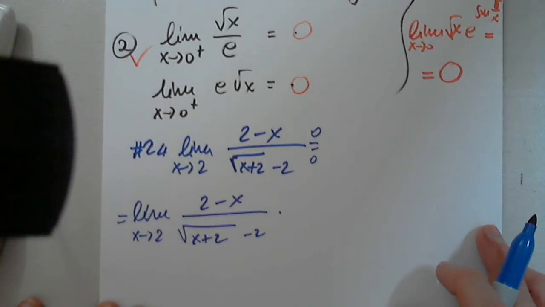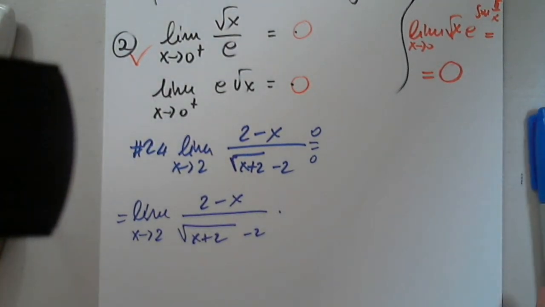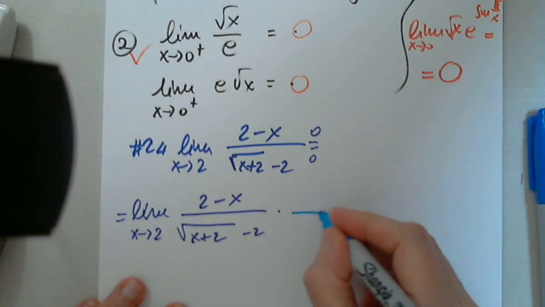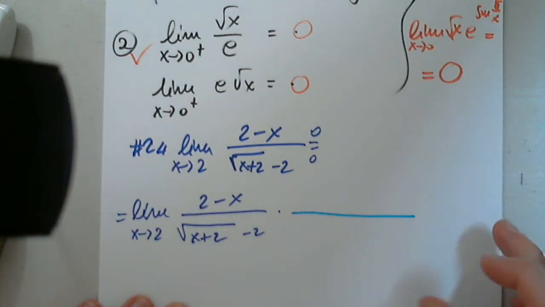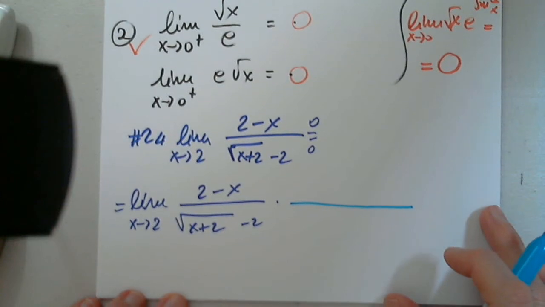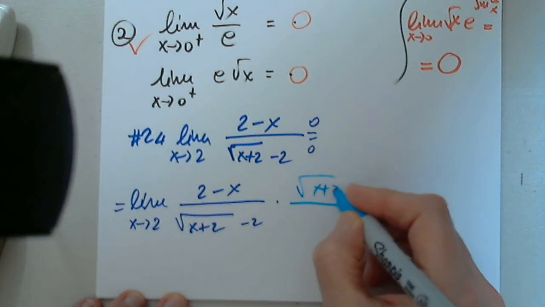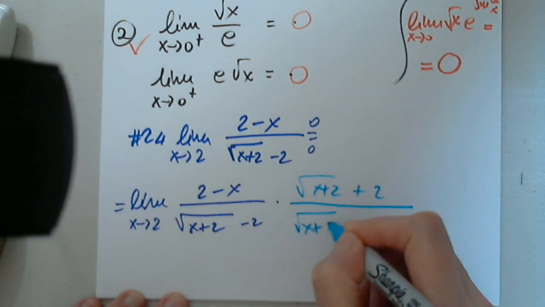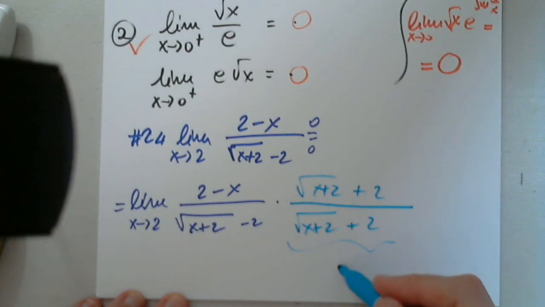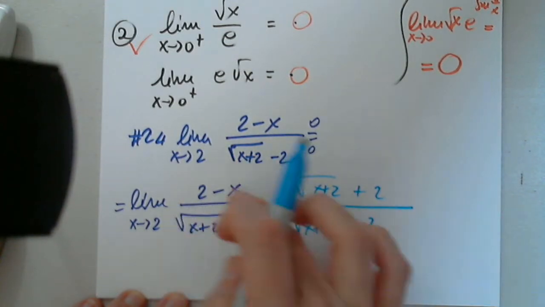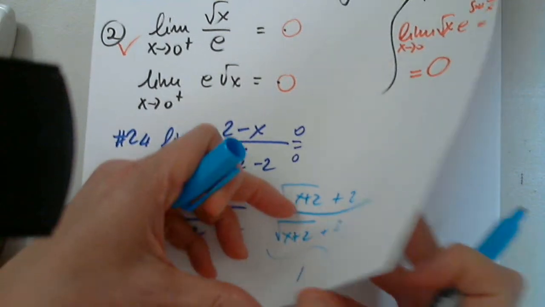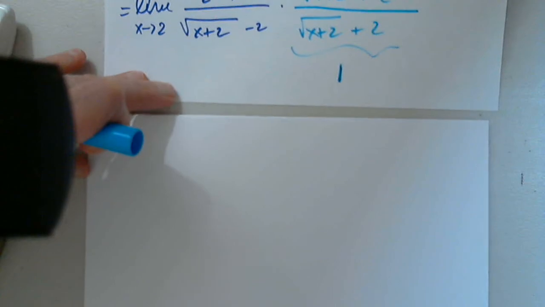And can anyone help us, what do we rationalize by? Would it be the conjugate? Yes. Very good. Thank you both. So can anyone give us the conjugate? The square root of x plus 2 plus 2. They have to be the same because this must equal 1. Otherwise, I change this function, and I'm not allowed to. Okay. Great job so far.